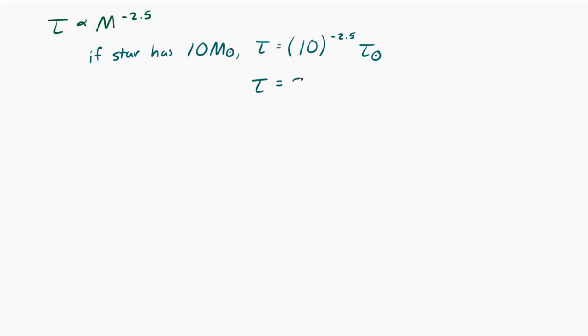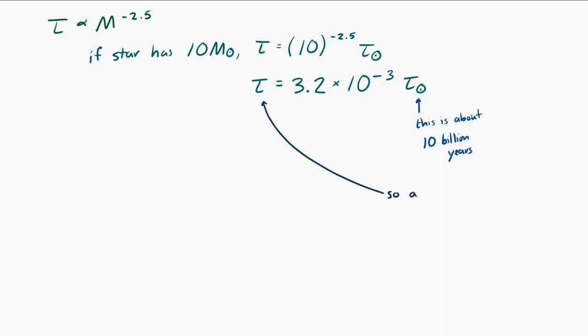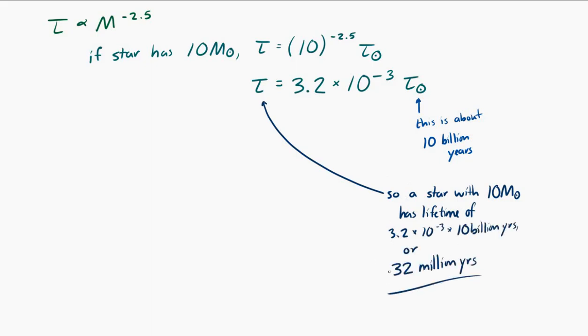So if a star has 10 times the mass of the sun, then we'd expect its lifetime to be 10 to the minus 2.5 times the lifetime of the sun. And if we do that, then the lifetime of a star with 10 times more mass is 3.2 times 10 to the minus 3 times the lifetime of the sun. Well, the lifetime of the sun on the main sequence is about 10 billion years. So a star with 10 times the mass would have a lifetime of about 32 million years. And that is how we can estimate the lifetime of a star on the main sequence.